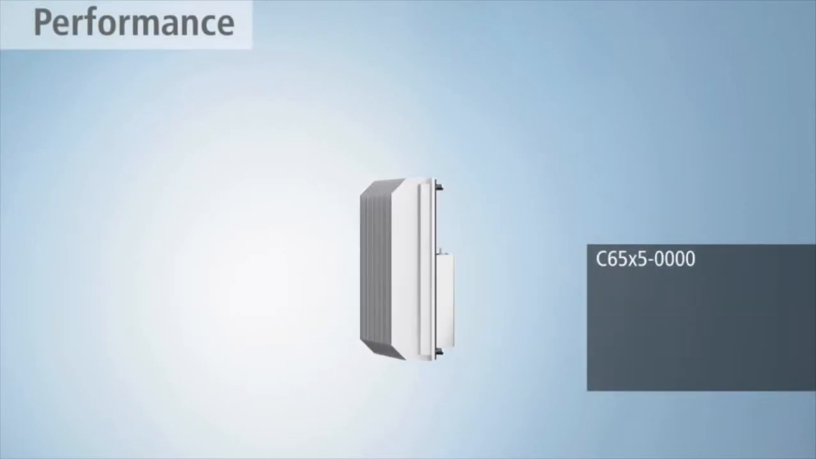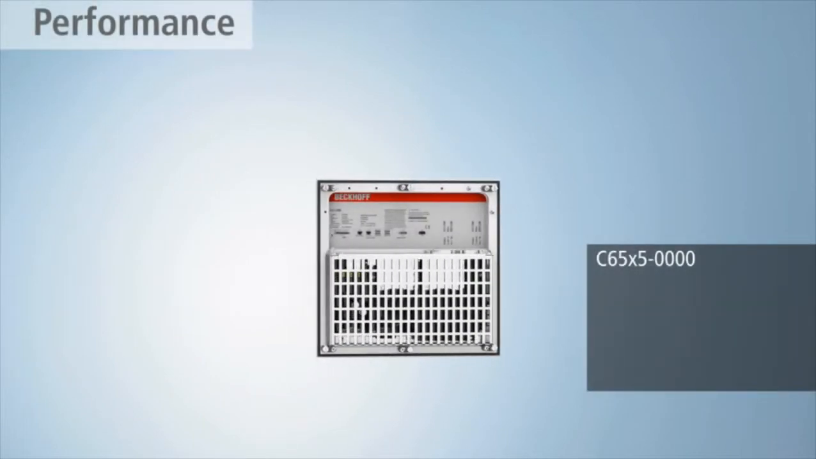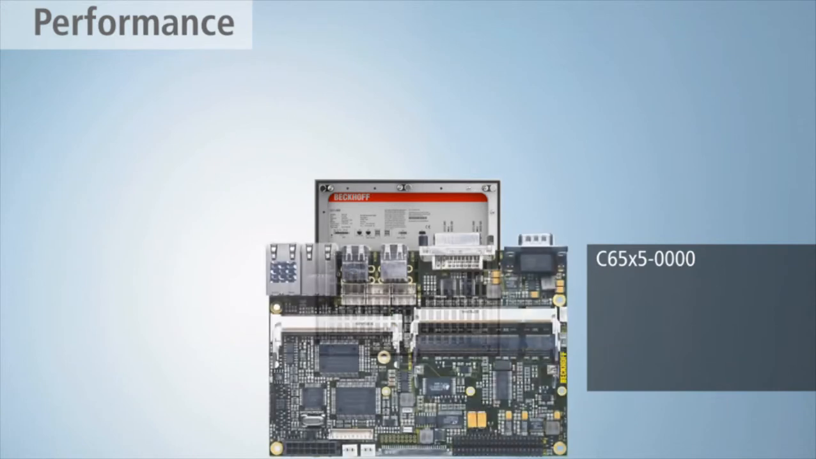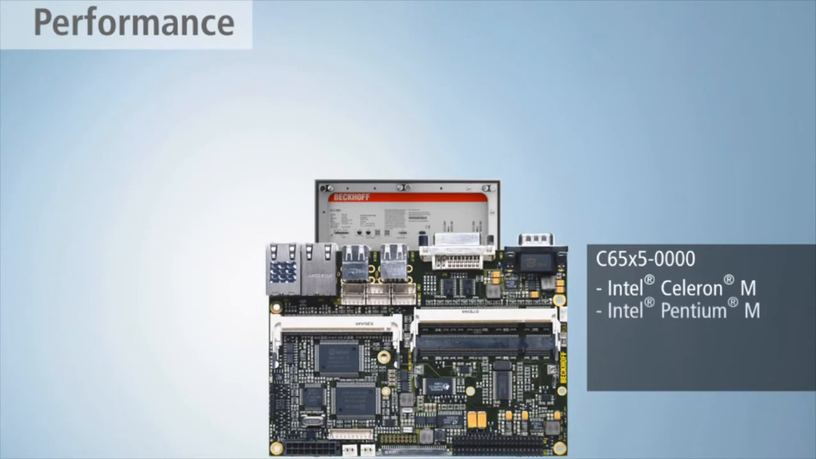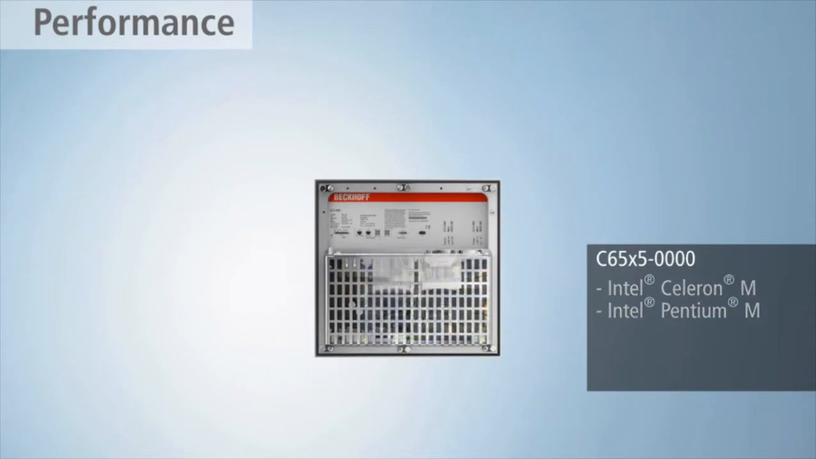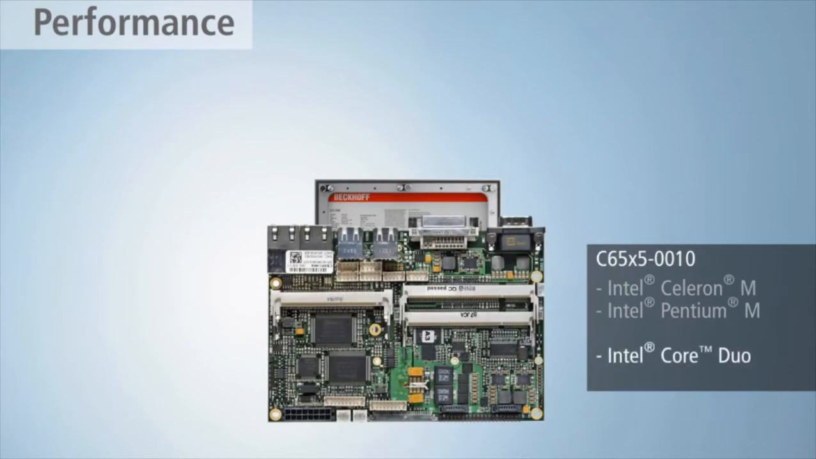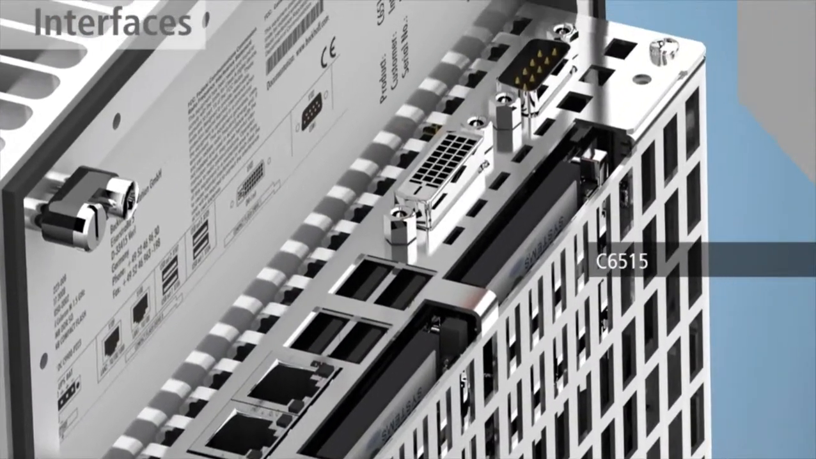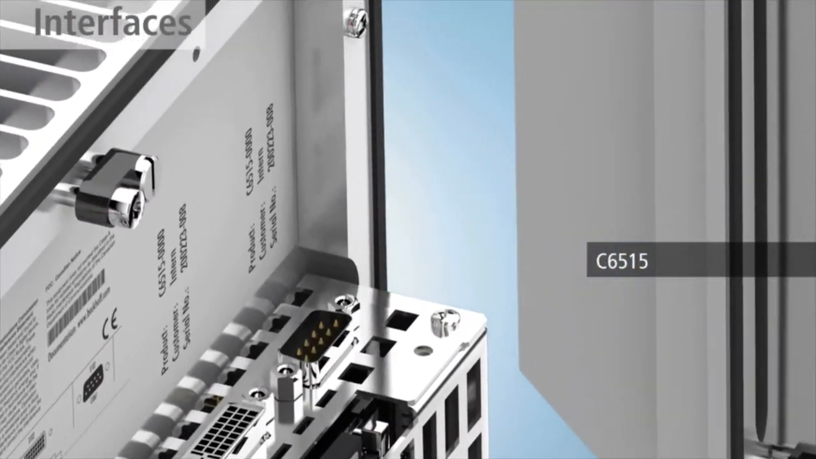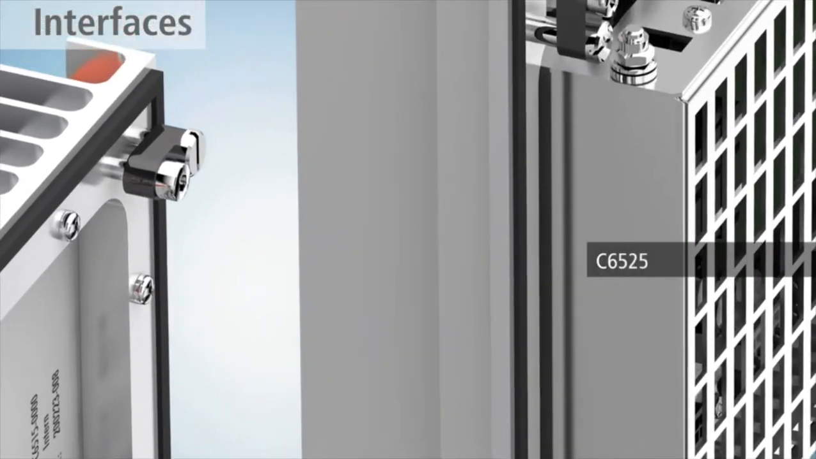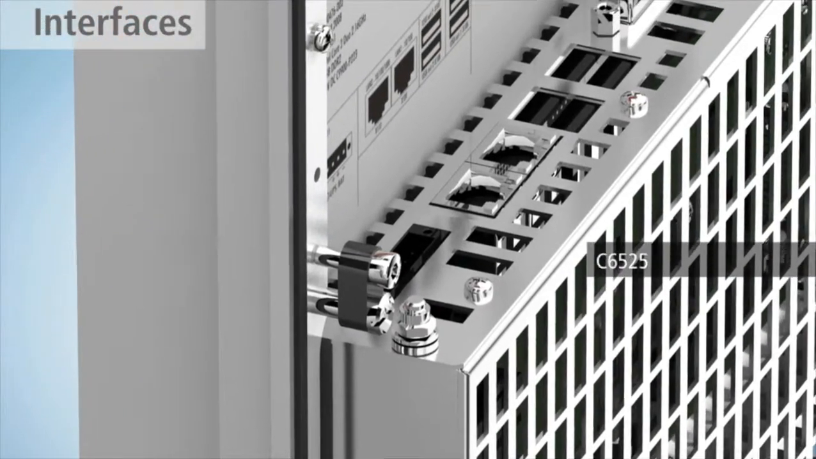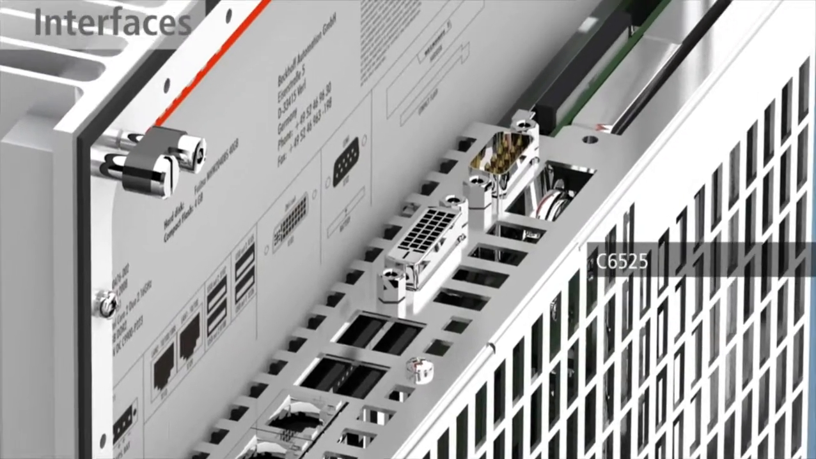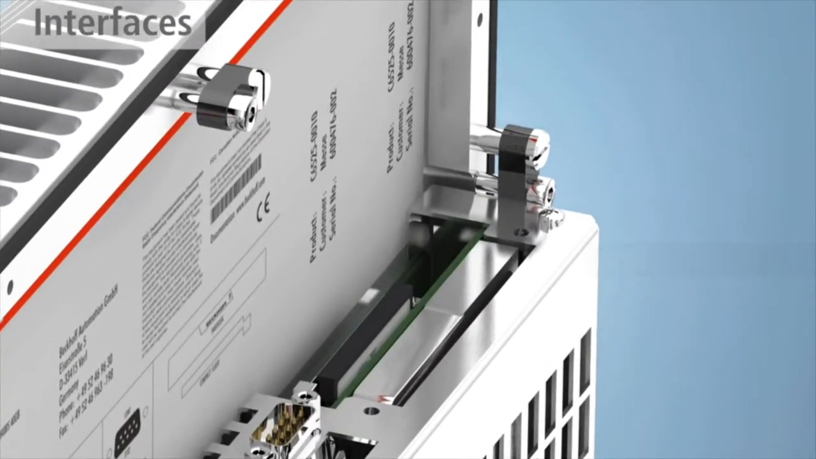With Beckhoff automation software, the C65 offers a powerful PLC and motion control system. The industrial PCs are equipped with a Beckhoff 3.5-inch motherboard made in Germany and are available with a choice of two Intel processor families: Intel Core M, Pentium M or Intel Core Duo, Core 2 Duo. Common interfaces for industrial applications such as DVI, Ethernet or USB are available in both versions.